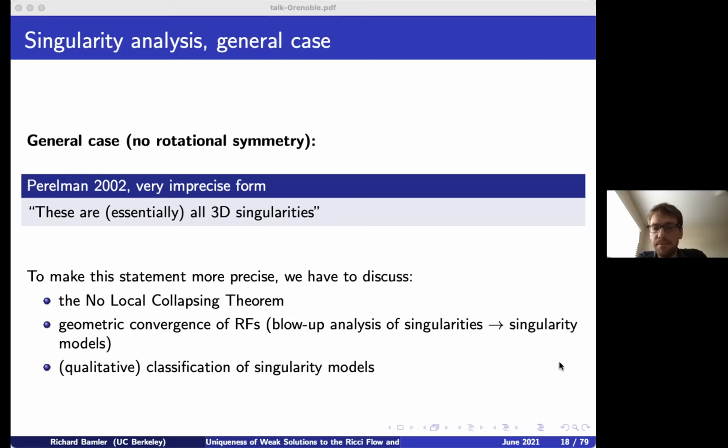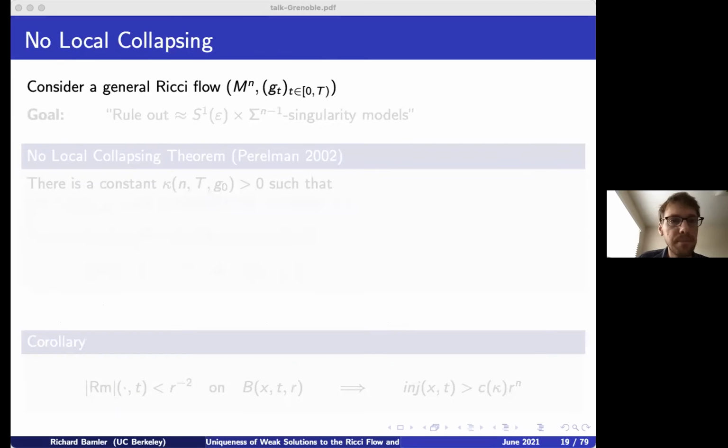Okay, so let me now move to the no local collapsing theorem. And this is really a result that holds in any dimension. Okay, normally I only care about 3-manifolds in this talk, but this is true in any dimension.